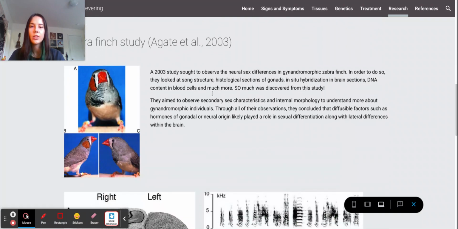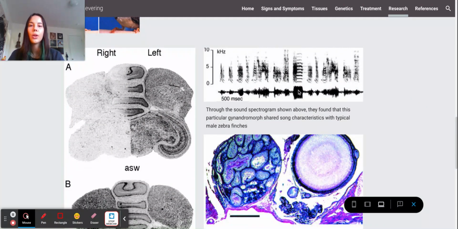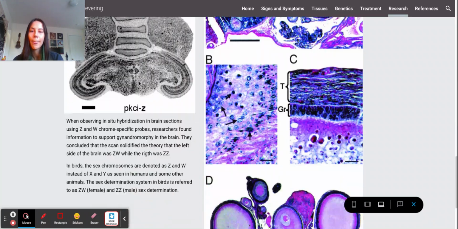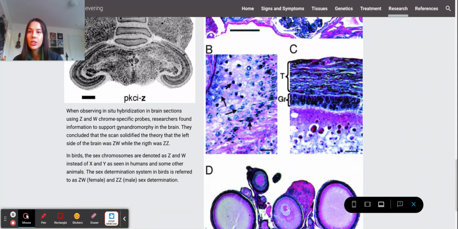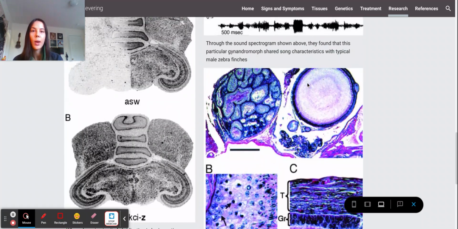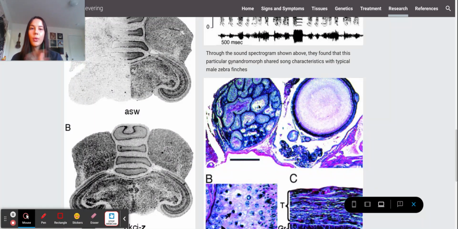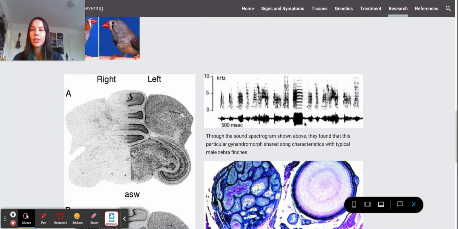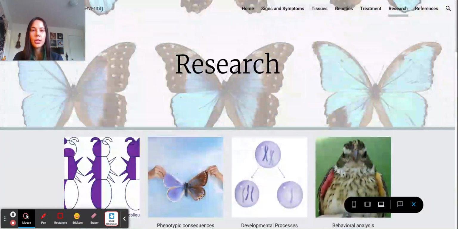And then I go into my zebra finch study and include a lot of the images that I thought were most interesting, including the brain sections, which I thought was pretty cool because it showed both male and female brain sections, as well as the gonad structures, which showed both male and female gonad structures. But the song spectrogram of the gynandromorph showed male characteristics. So I thought these were interesting to add.